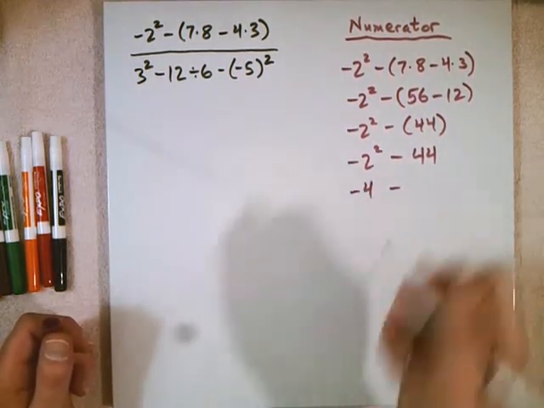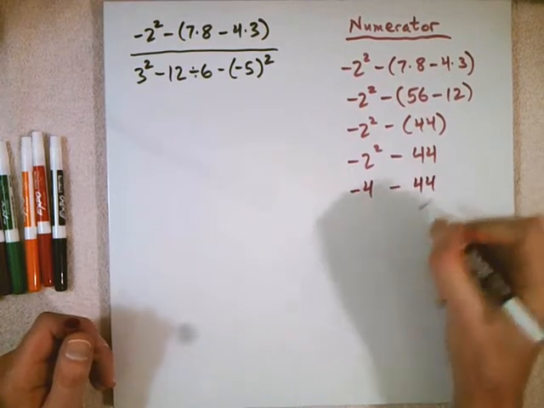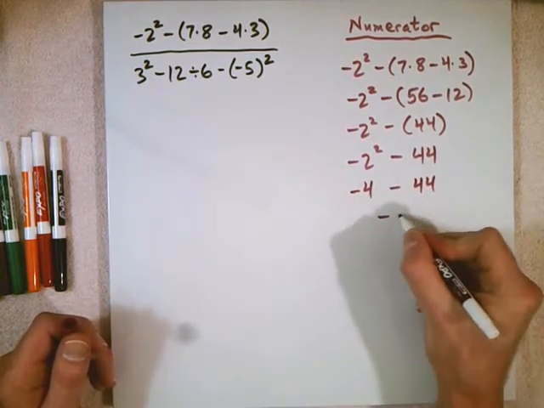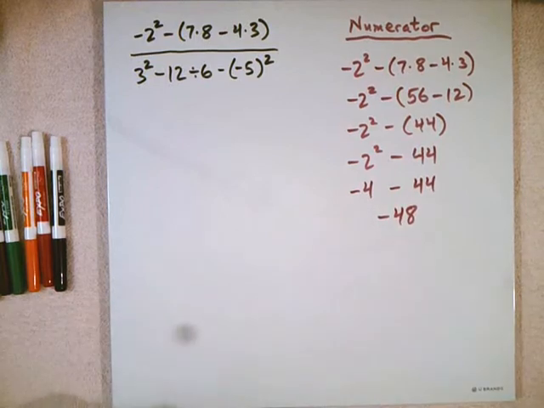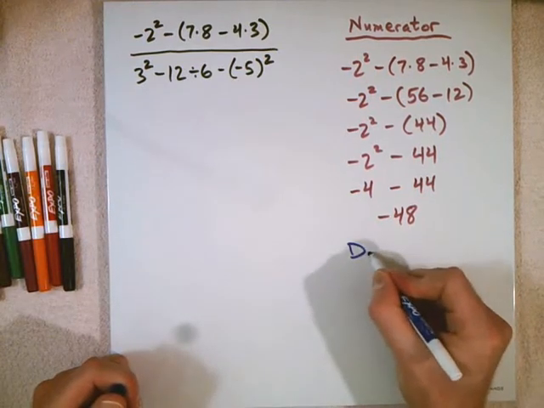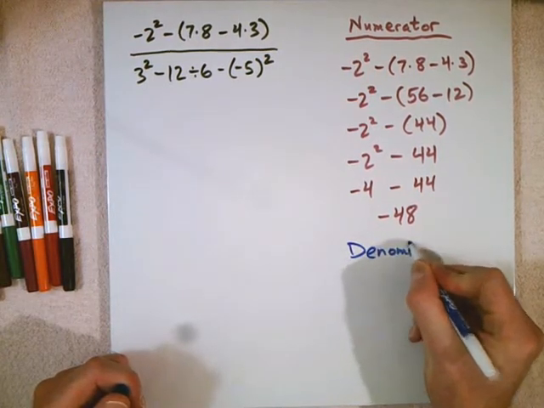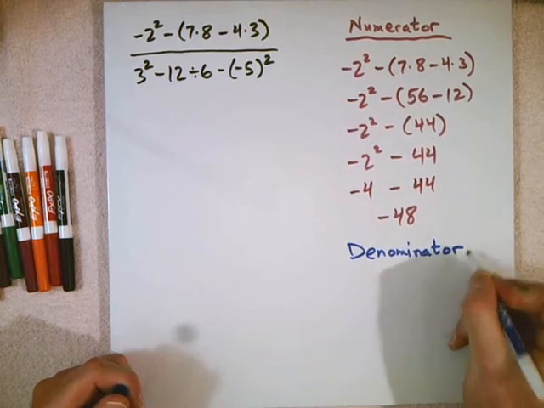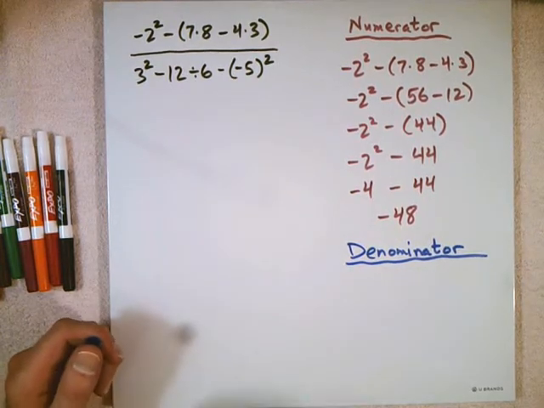And finally, negative 4 minus 44, negative 48. Not too bad. There's your numerator. Now let's do the denominator. Let's put it, say, right here. Well, we have a little bit of space there. All right, how's the denominator going to work? Well, it may not be quite as tricky as the numerator.